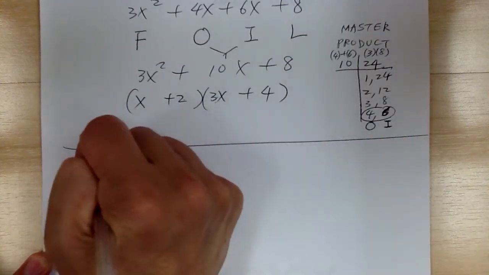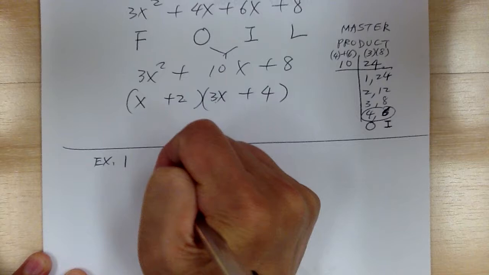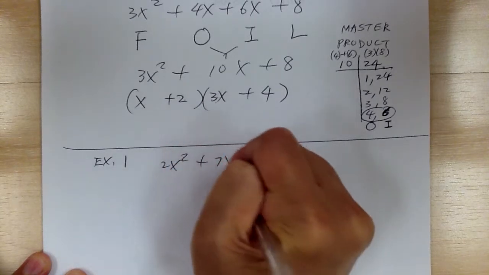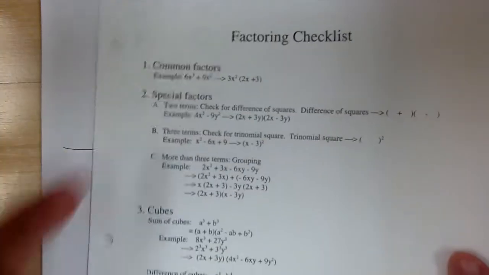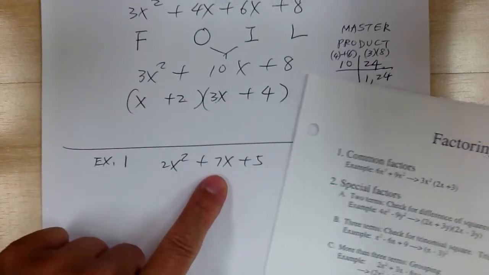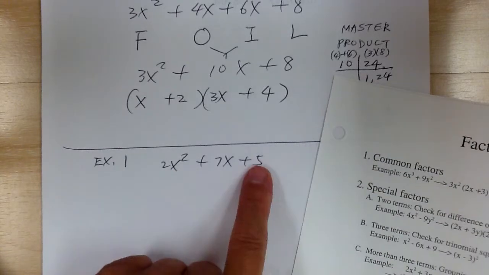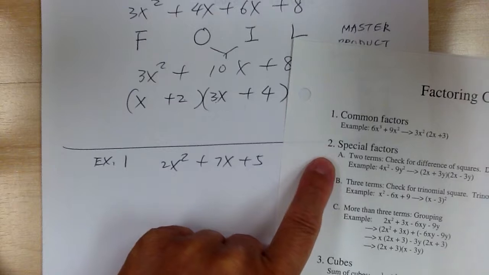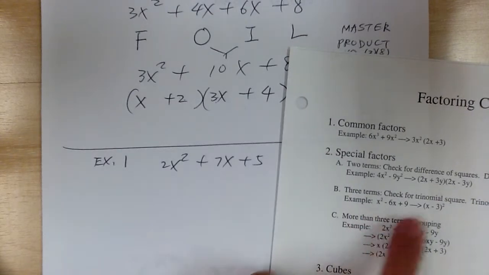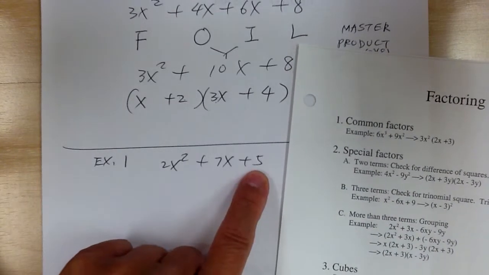So let's do a few examples. Let's go to example 1. You have 2x squared plus 7x plus 5. But again, every problem makes you go through the checklist, right? So you do step 1, common factor. Cannot factor the number, cannot factor the variable, right? There's no x, so no variable. So step 2, special factor, 3 terms, you check for perfect square. This is not a perfect square.